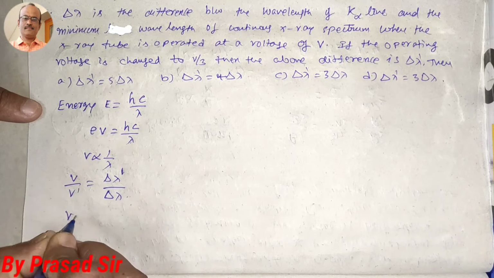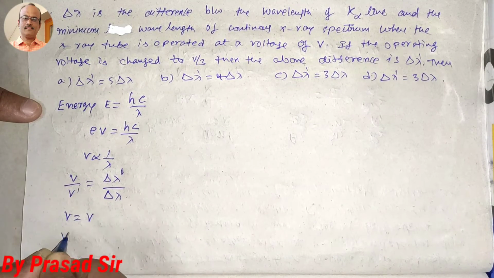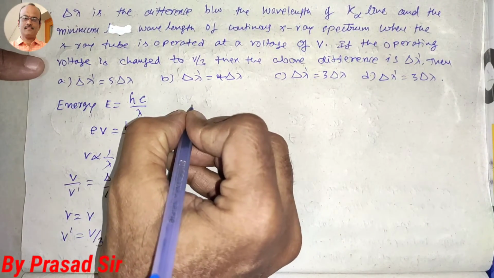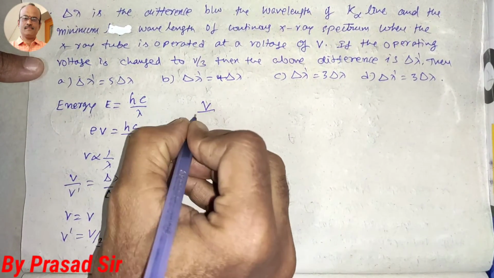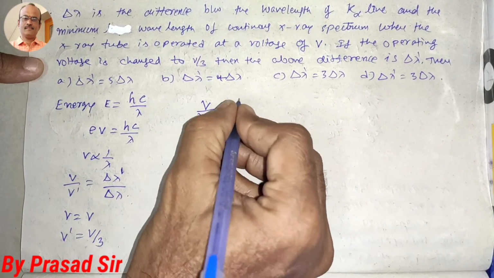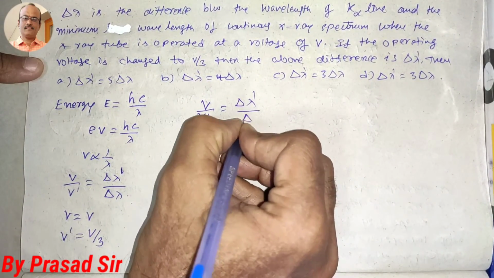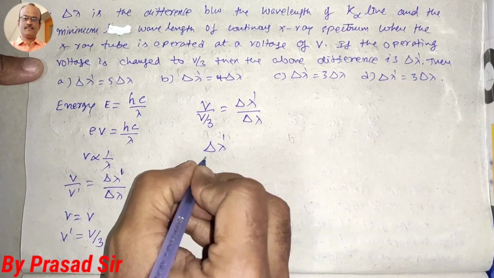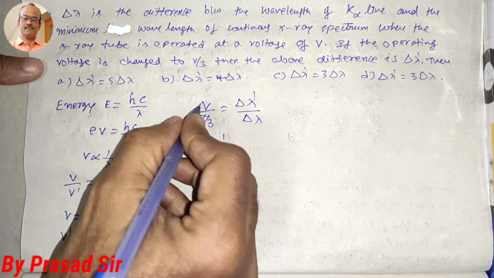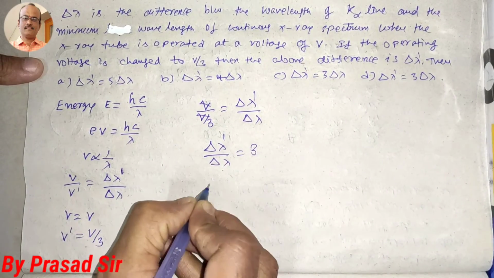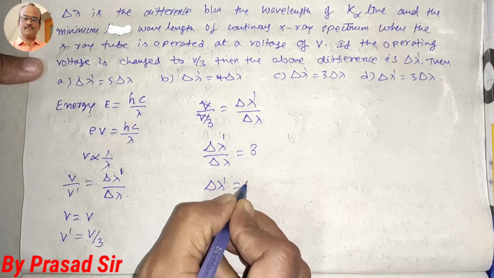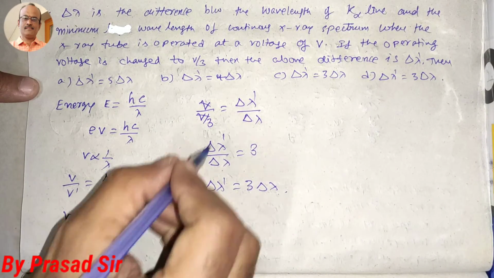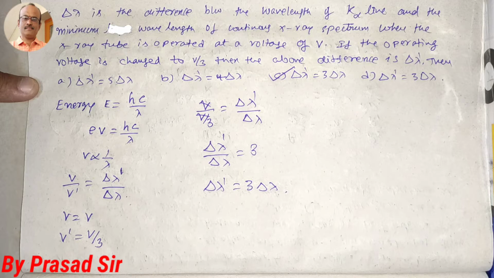But one thing to remember here: V is equal to V and V dash is equal to V by 3. Now substitute here. That means V divided by V by 3 is equal to delta lambda dash divided by delta lambda. So V and V cancel, and it is equal to 3. So delta lambda dash is equal to 3 delta lambda. Which option is correct here? Option C is correct.